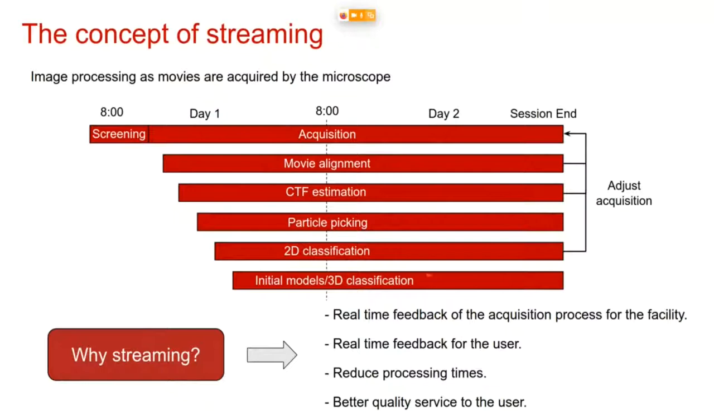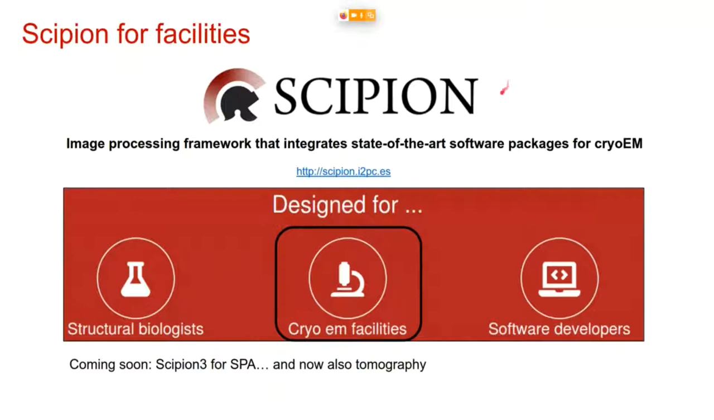The main advantage of streaming is that it provides real-time feedback of the acquisition process for the facility, also provides real-time feedback for the user, and reduces processing times by overlapping all these steps. For the facility, they offer a better quality service to the user. So it becomes an added value for the facility. In this seminar, we'll talk about the solutions that Sapien can provide to streaming in facilities.